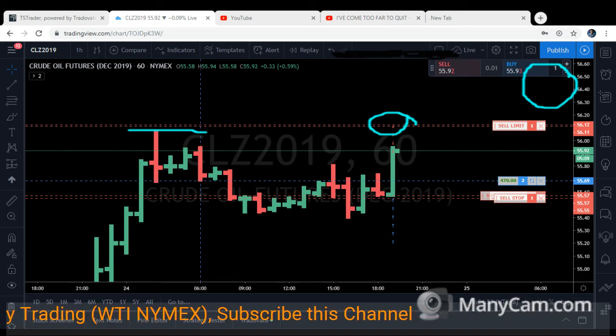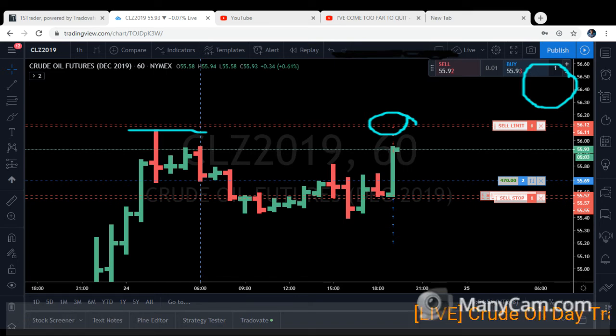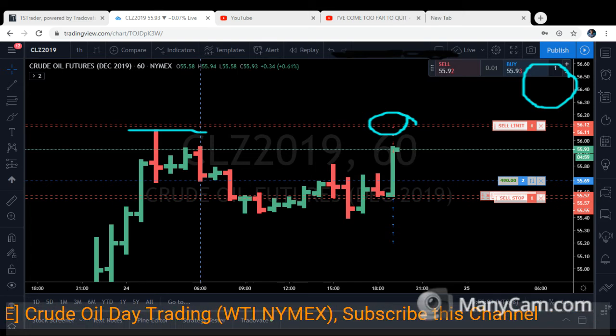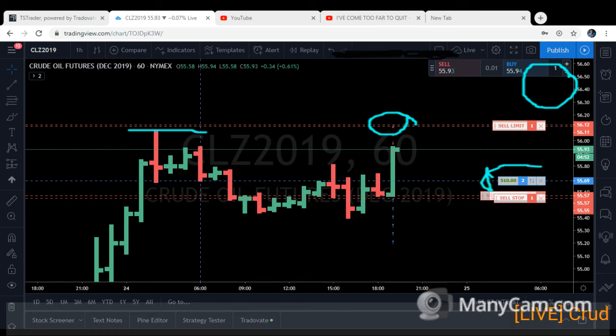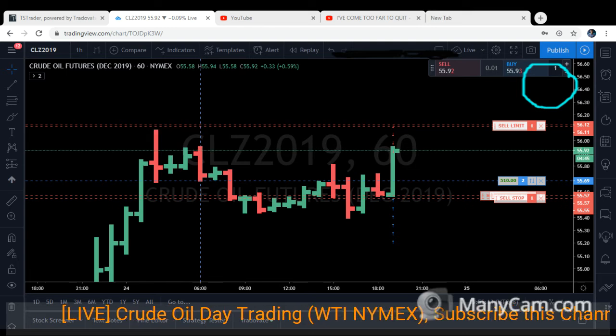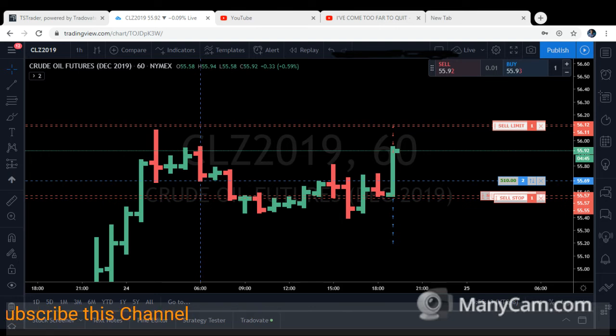So let's wait. We must exit before the US session begins, because there's a high possibility that a large volume from the USA will counter-trend or make a reversal. Who knows? But we are in the good direction at this moment. So let's have more patience. Maybe in 30 minutes' time we can close this position.